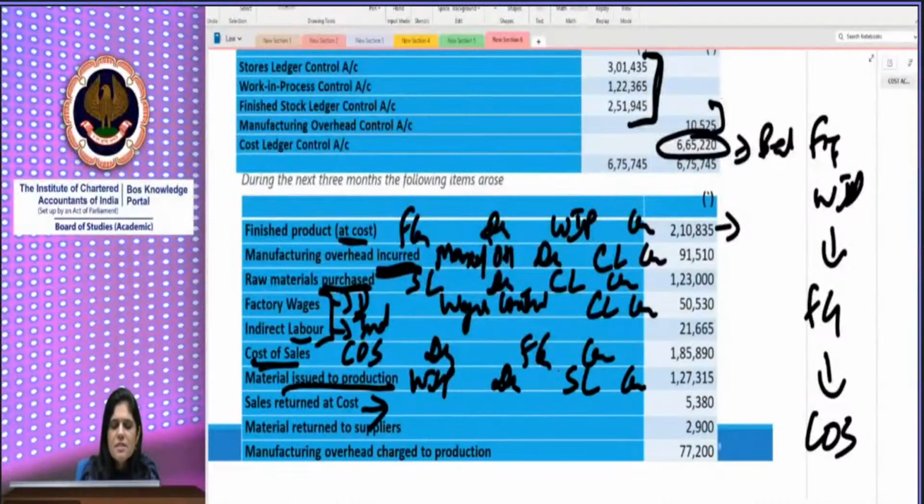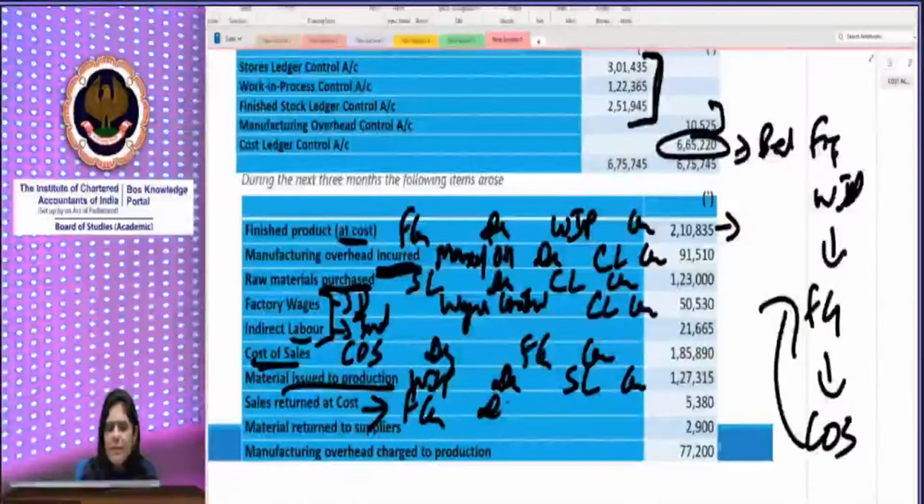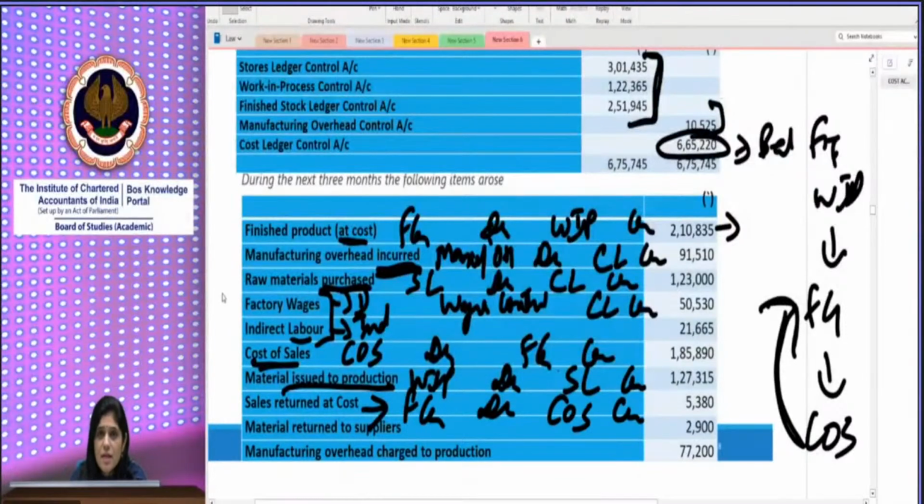Sales returns at cost. Sales are returning at cost. That means it is again going to finished goods. Cost means finished goods will be debited. It is again going to finished goods. And COS, cost of sales, will be credited. Sales at cost. Clear? So finished goods will be debited. It says returns. And cost of sales will be credited.